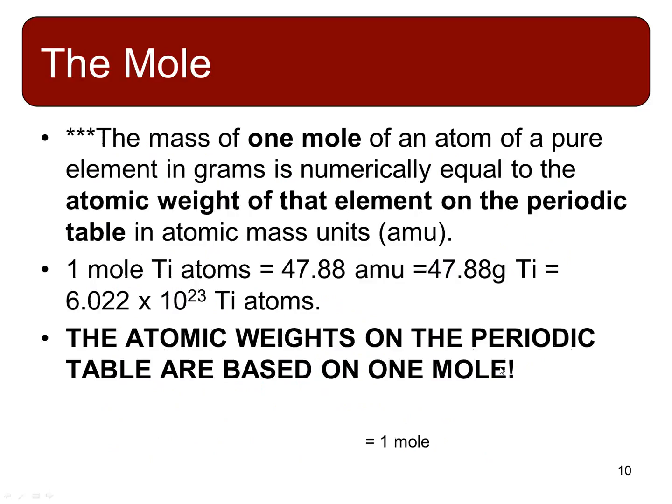So the mass of 1 mole, this is what our periodic table is representing. All of the elements on the periodic table are per 1 mole. Whatever numbers are on there, that atomic weight, is out of 1 mole. This will be really important when we start doing some calculations. The mass of 1 mole of an atom of a pure element in grams is numerically equal to that atomic weight on the periodic table.